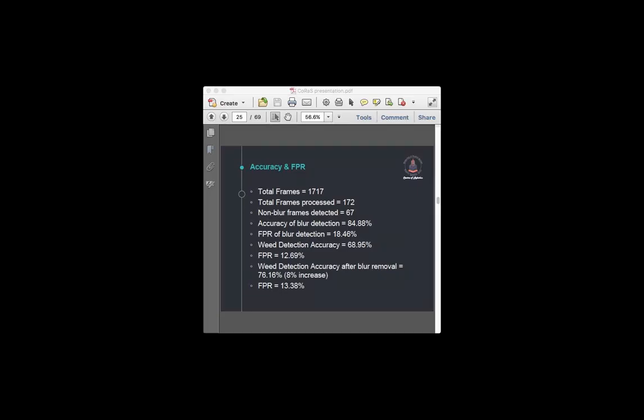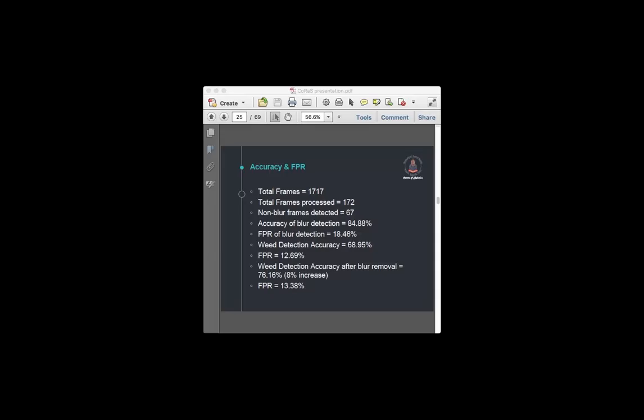We have a false positive rate of blur detection of 18.46%, which means that about 18.46% of the images will be falsely detected as blurred images, and they will be removed. But we can live with this because we are doing a sampling of the data set.